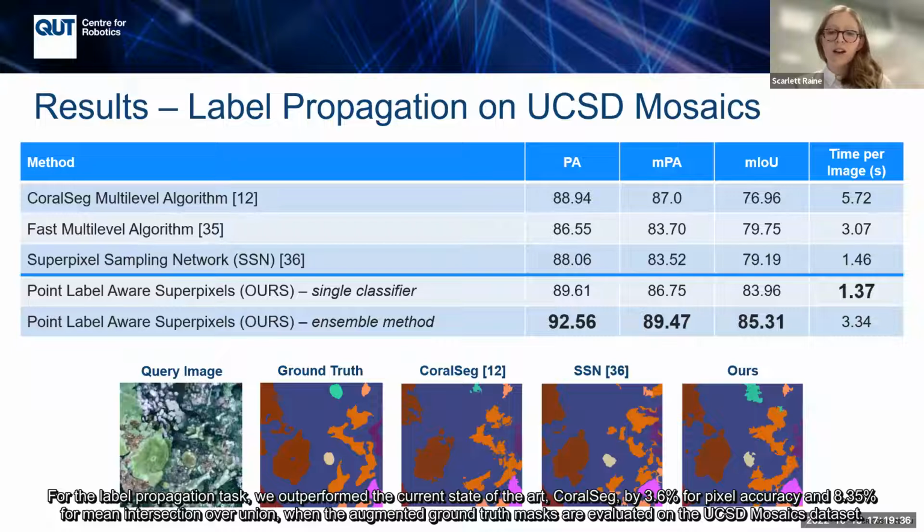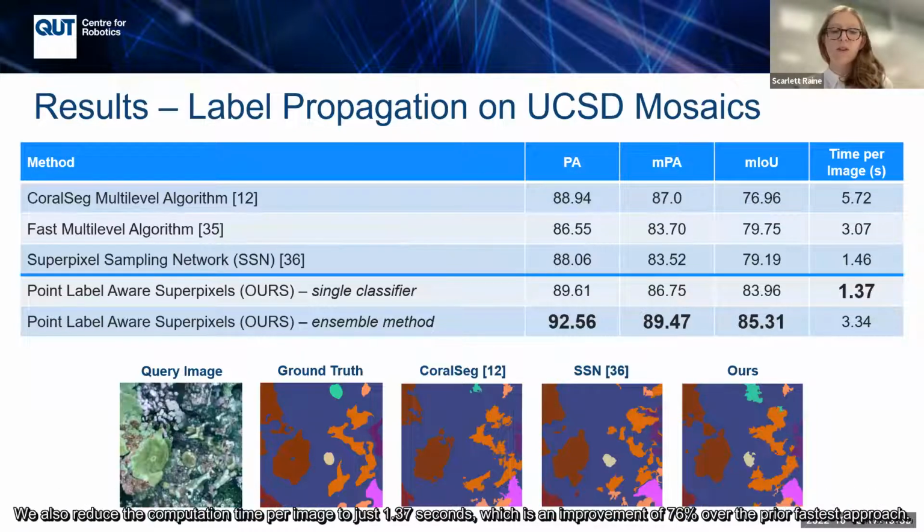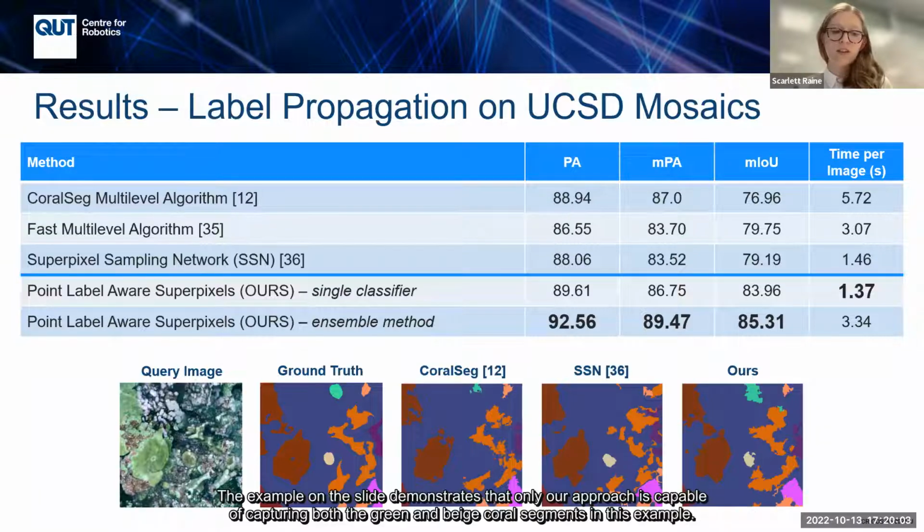For the label propagation task, we outperform the current state-of-the-art CoralSeg by 3.6% for pixel accuracy and by 8.35% for mean intersection over union, when the augmented ground truth masks are evaluated on the UCSD Mosaics dataset. We also reduce the computation time per image to just 1.37 seconds, which is an improvement of 76% over the prior fastest approach. The example on the slide demonstrates that only our approach is capable of capturing both the green and beige coral segments in this example.